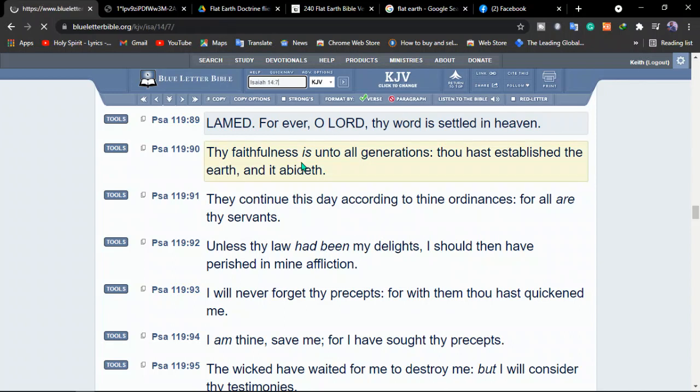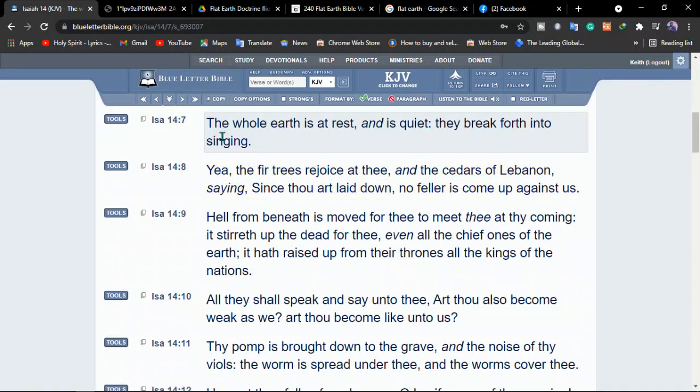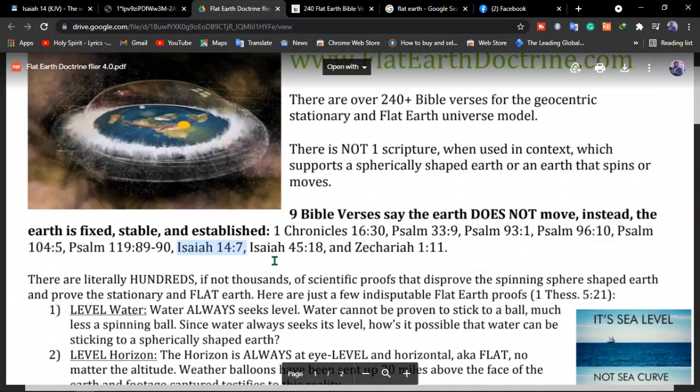The book of Isaiah 14:7. Let's see. The whole earth is at rest. It is quiet. They break forth into singing. Are you seeing this one? The whole earth is at rest. Now, something which is at rest, is it moving? No. It is quiet. Okay, let's keep on checking.